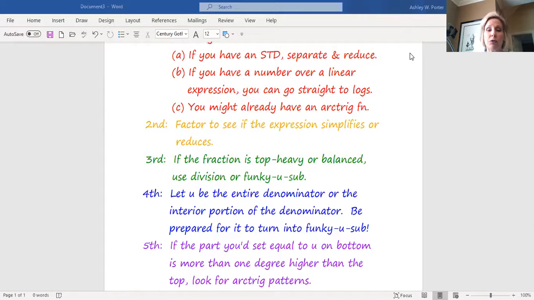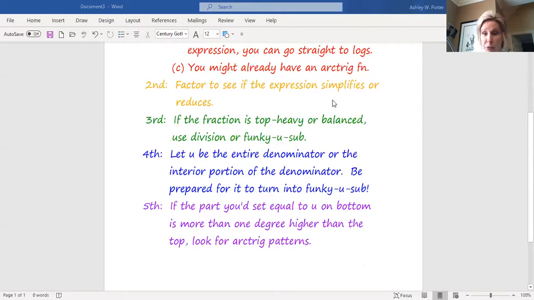All right, last but not least, if you start to do u-substitution, whether you're letting u be the entire bottom or u be the inside portion of something that sits on the bottom of the fraction, if you realize that what you're letting u be is more than 1 degree higher than whatever's on top, back up, look to see if you can't somehow rewrite it as an arc trig function. So if there's no square roots, you're probably working with arc tangent. If there's a square root in the denominator, you're probably somehow working with arc sine. Now, let's try some practice problems.